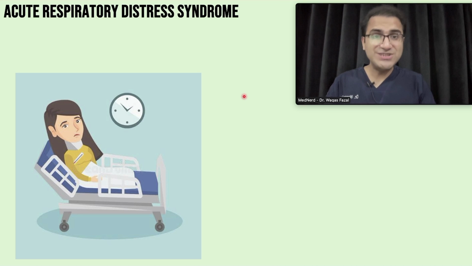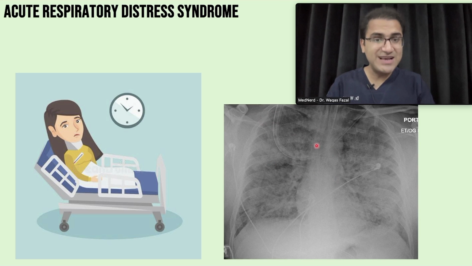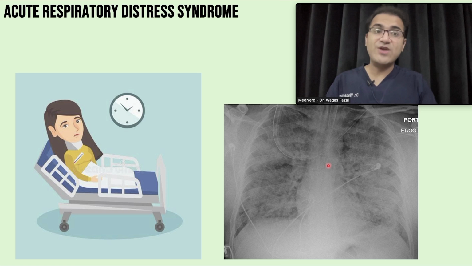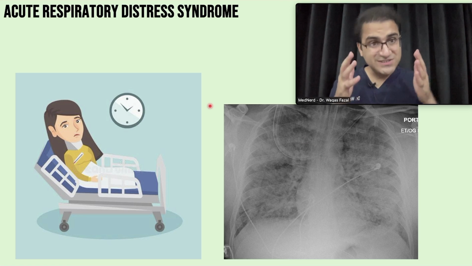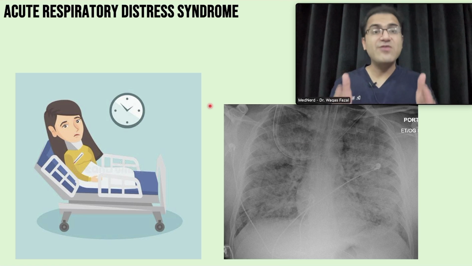When you ordered the chest X-ray, you received a chest X-ray like this, which is showing diffuse infiltrate, a complete whiteout. This patient was shifted to ICU and was intubated and diagnosed as a case of ARDS, acute respiratory distress syndrome. Why did this patient develop sudden respiratory distress? Today we are going to talk about it in detail.